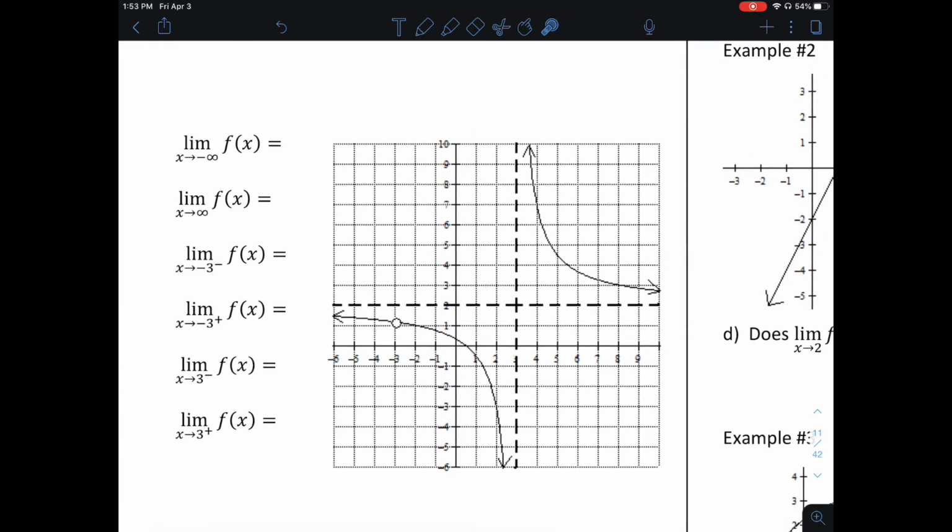So if we look back at this graph, as x goes to negative infinity, what does y get closer to? If we follow this graph, as x goes to the left forever, looks like this curve, the y value, is getting closer and closer to the horizontal asymptote of 2.